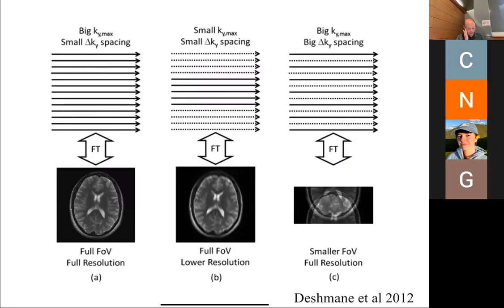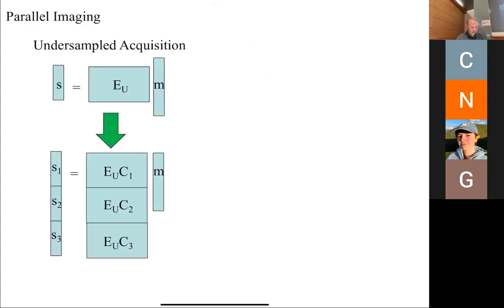Okay, so here's the idea. If I have my full k-space here, one way I can go faster is to just collect the center of k-space, in which case I can go faster, but now I have a blurrier image. I have lower resolution. The other way I can do it is to skip every other line of k-space, but now I have aliasing, and that's the issue. So if I skip every other line, I have this undersampled acquisition.